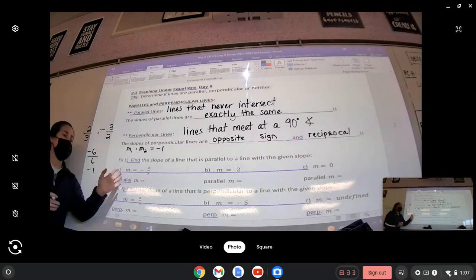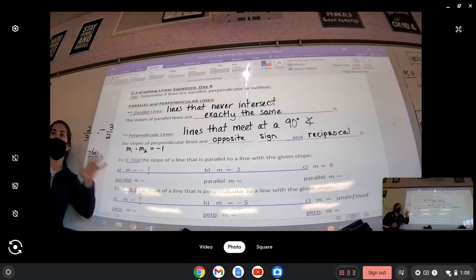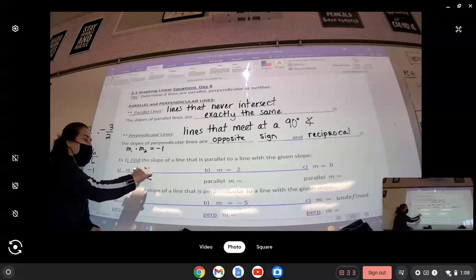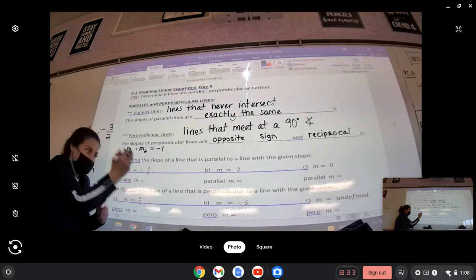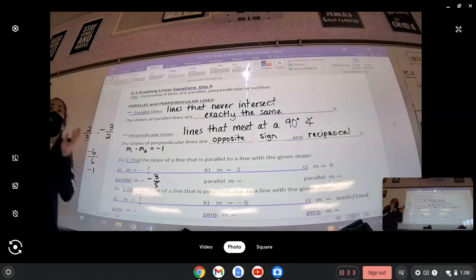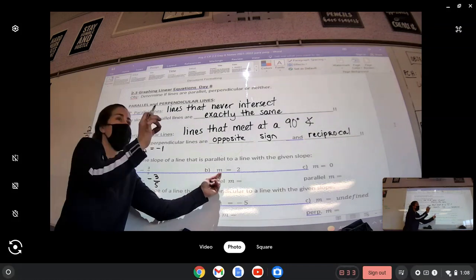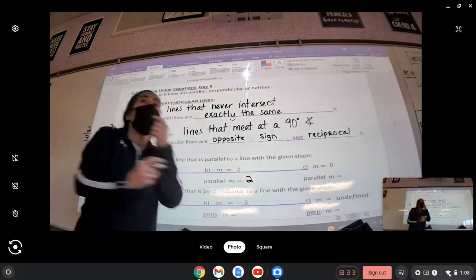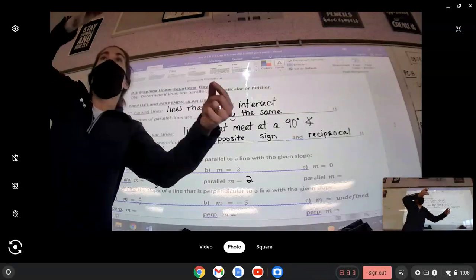All right. First example, guys, I am not trying to trick you. These answers are extremely obvious, but let's do it. Find the slope of a line that is parallel to a line with the given slope. So guys, if one line had a slope of -3/5, then what would the slope of a parallel line have to be? Exactly, -3/5. It has to be exactly the same. So if one line had a slope of 2, then what would a parallel line's slope have to be? 2.